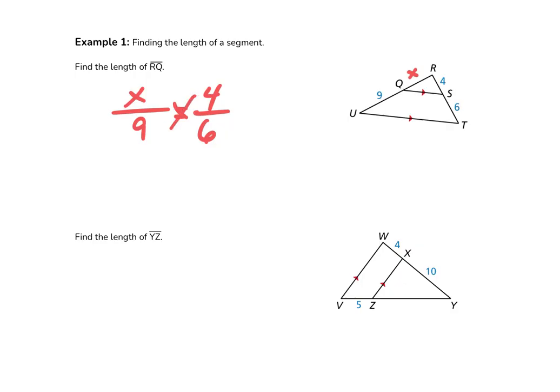6x equals 36. Divide by 6, x equals 6. And that would be my little piece right there.